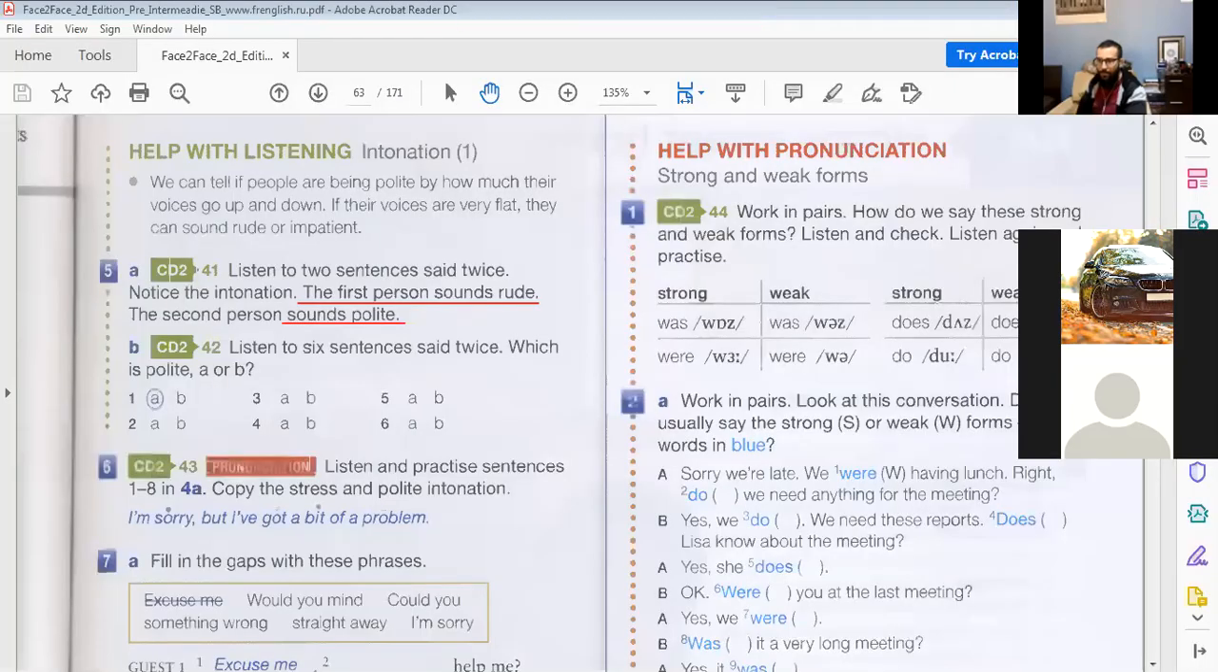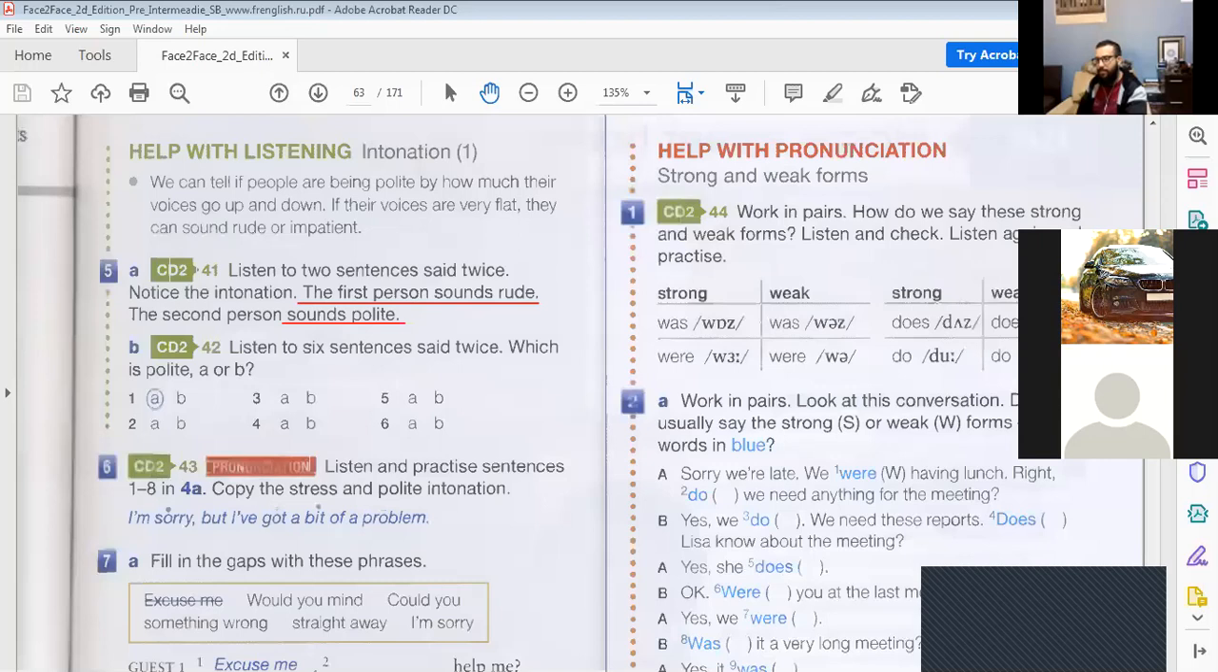So number one is already answered. Two. One. A. I wonder if you could ask someone to fix it. B. I wonder if you could ask someone to fix it. Okay, so number one is answered. Let's listen to number two now. Two. A. I wonder if I could have some more towels, please. B. I wonder if I could have some more towels, please.